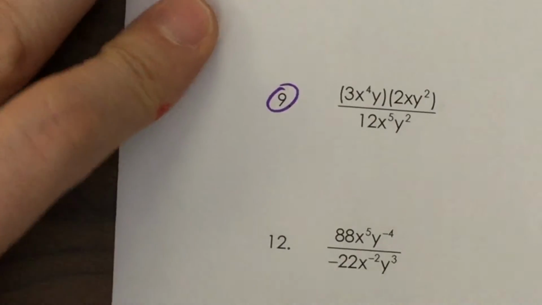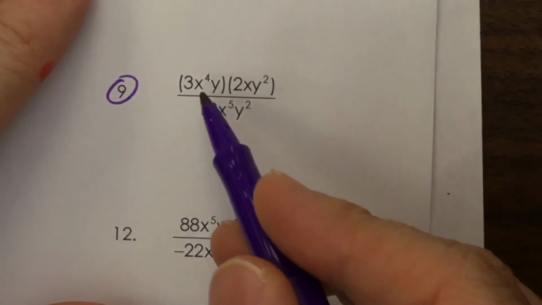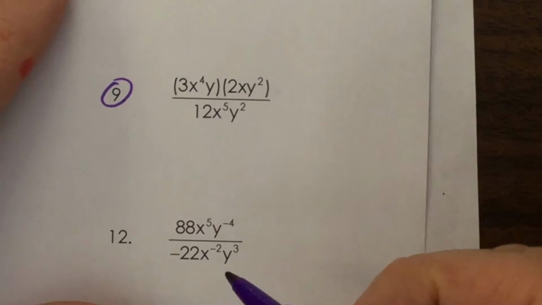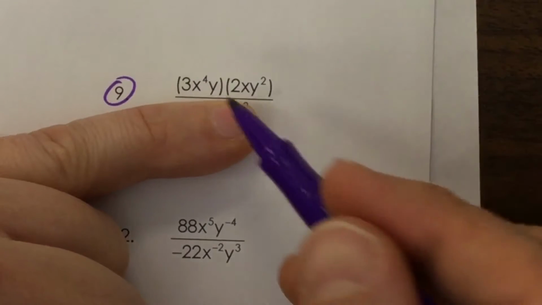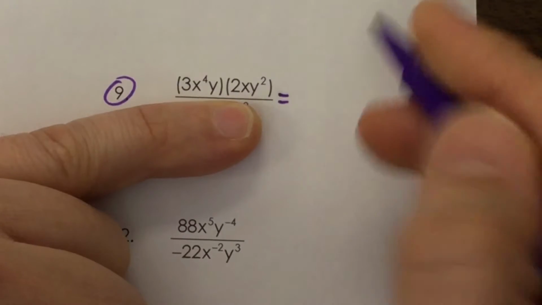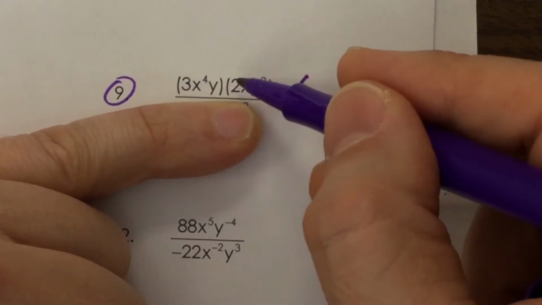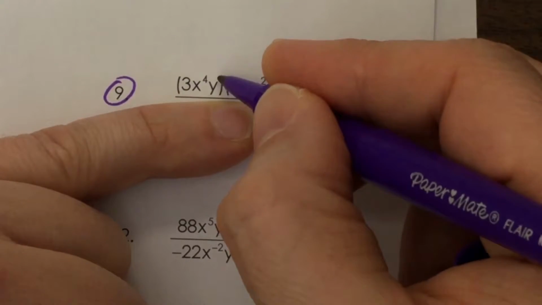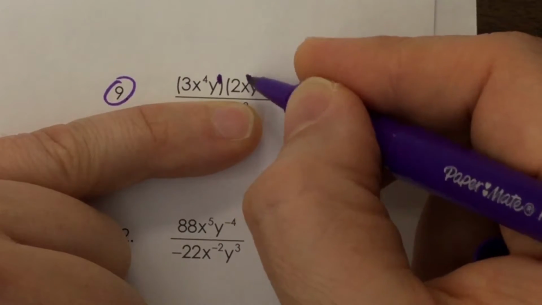Let's check out number 9. Number 9 is a multi-step problem. You have two things on top you have to multiply, but you also have to divide it by this denominator. What I want to do first is ignore the bottom completely and just tackle this one first. This is pretty straightforward. 3 times 2 gives me 6. That's just regular multiplying of the coefficients. And now I have some exponents I have to apply exponent rules toward. So I have x to the 4th, y to the 1, x to the 1, y to the 2.